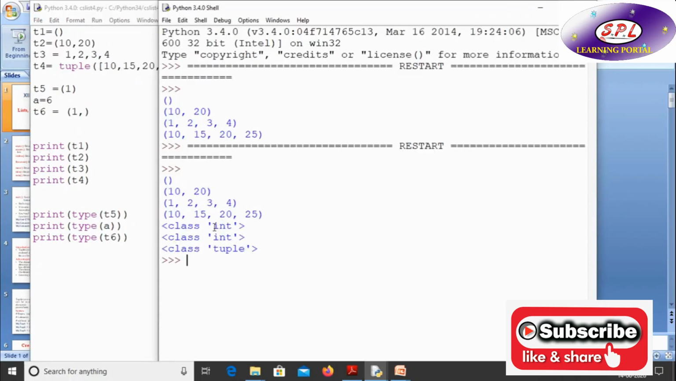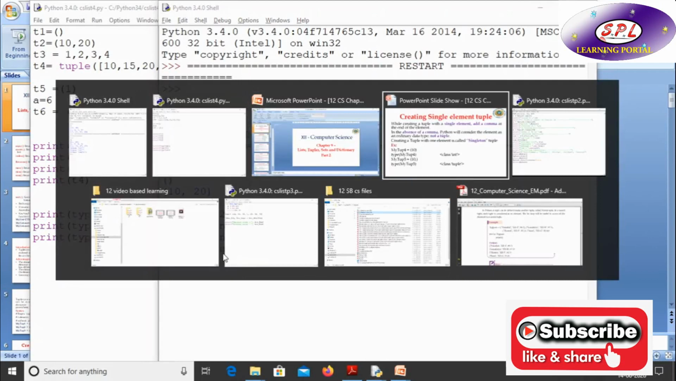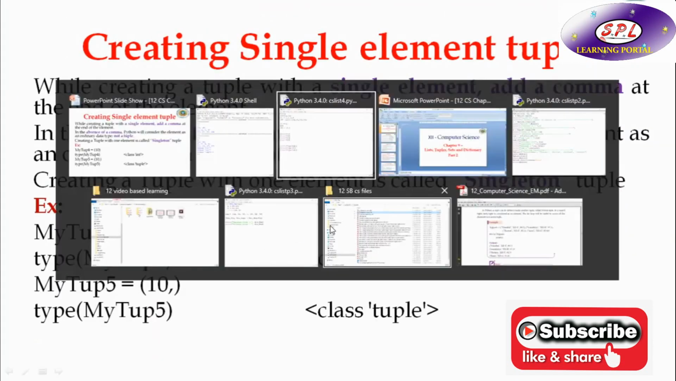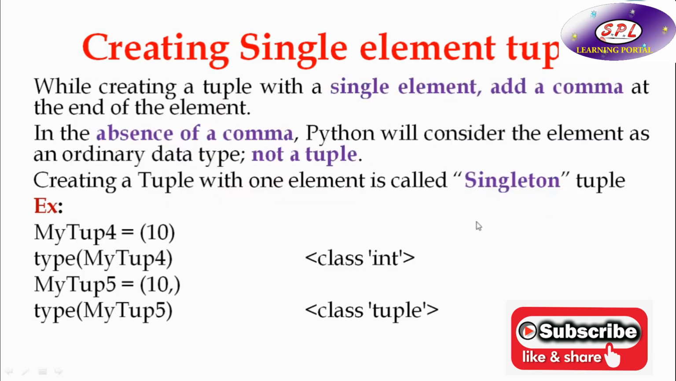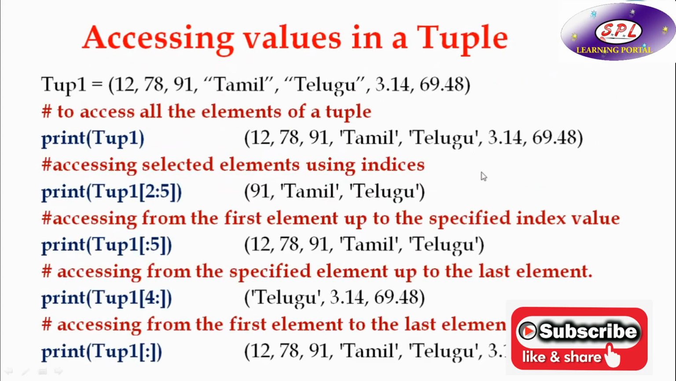The last 3 we created: T5 of 1, what does it say? It says int. Here A is equal to 6 is also int. But T6 of 1 comma, what does the comma represent? The comma represents a tuple. It automatically changes into a tuple. The tuple having only one value is called a singleton.